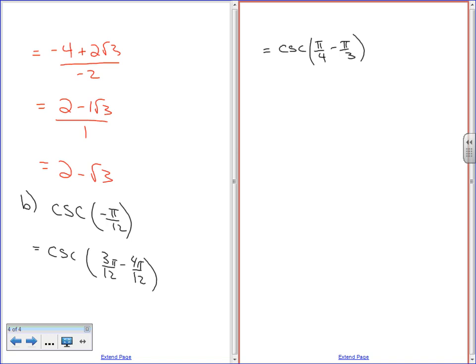Look at your formula sheet. There's no addition or subtraction formula for the cosecant. So which one are you going to have to use? The sine formula. Perfect, because it's the reciprocal of the sine one, right? So you'd write this as 1 over the sine. I'm just going to rewrite it for the benefit of your notes.